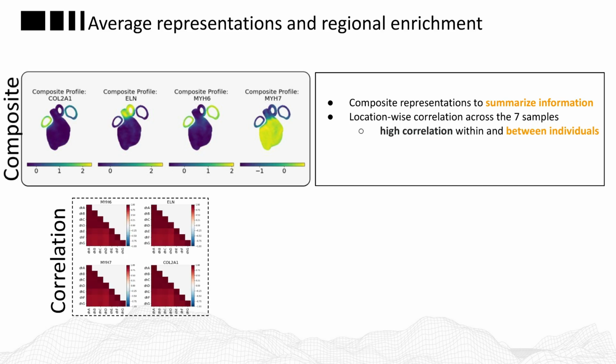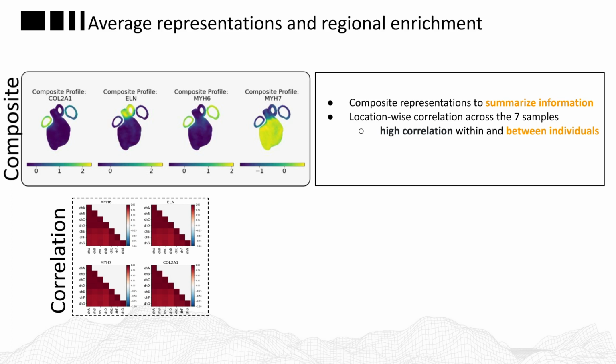Something else that's pretty cool that we can do is to compute this location-wise correlation across the 7 different sections. And just as we expected, we saw a high correlation when looking at the gene expression in sections from the same individual. But what was really impressive and encouraging here was that when we looked at the gene expression in sections from different individuals, we also saw a really high correlation.